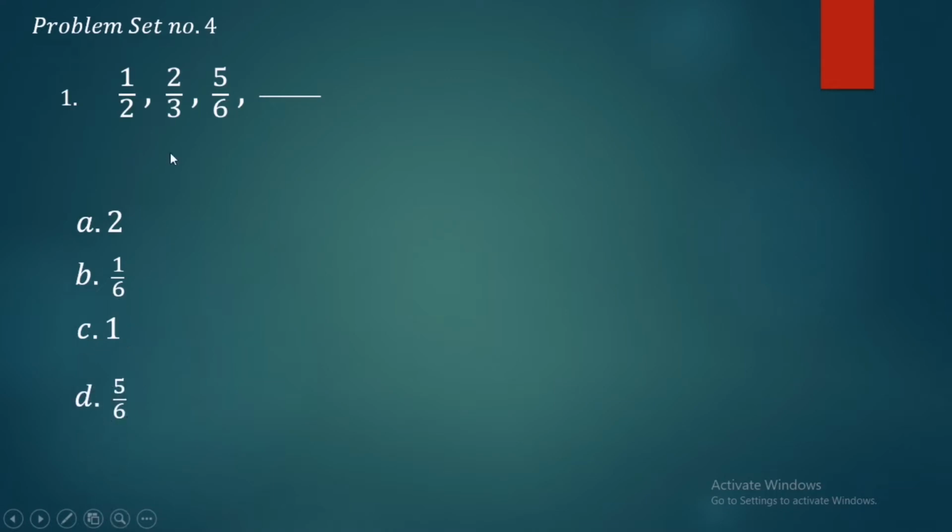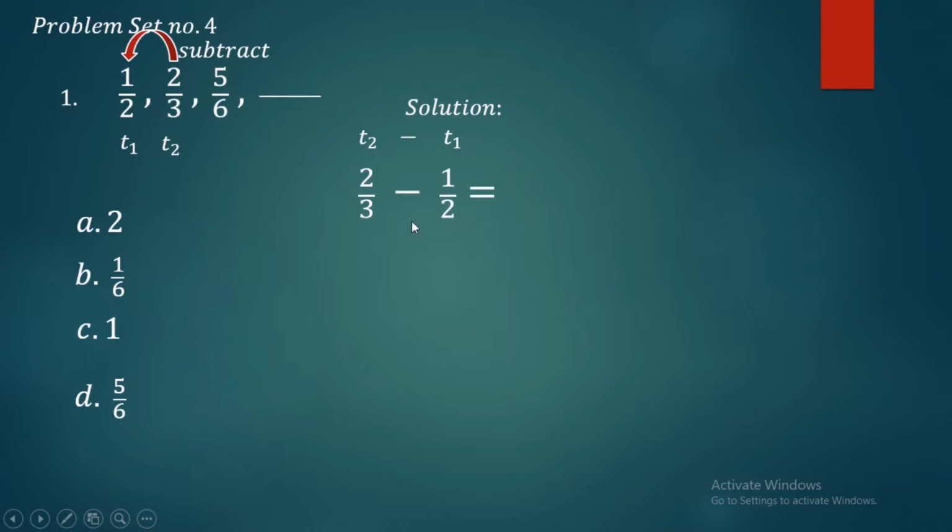So our first number is known as the term 1 or T sub 1, T sub 2, T sub 3, up to the unknown value here. To find the solution, let's subtract the first term from the second term. So we have here T sub 2 minus T sub 1. Our T sub 2 here is 2/3 minus T sub 1, which is 1/2.